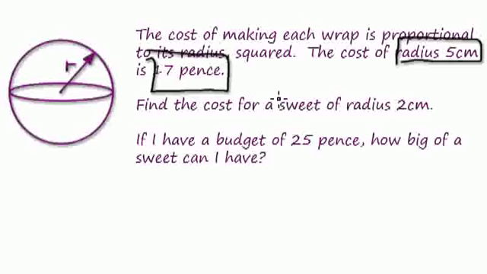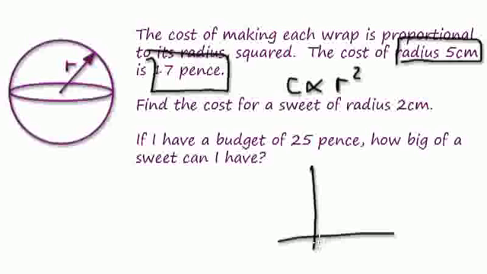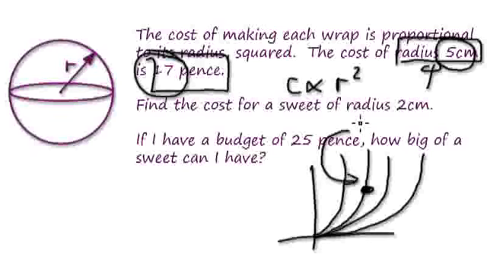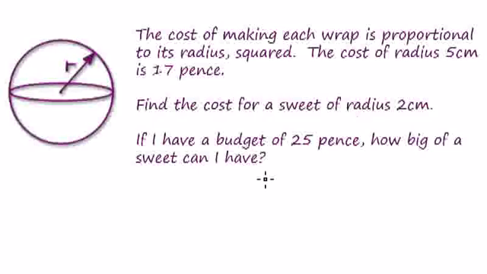So earlier we had something like cost is proportional to the square of the radius. You can imagine a whole family of these y equals x squared lines here. Now here you've been given one point. This point will allow you to find out k, so that's a clue in a way.